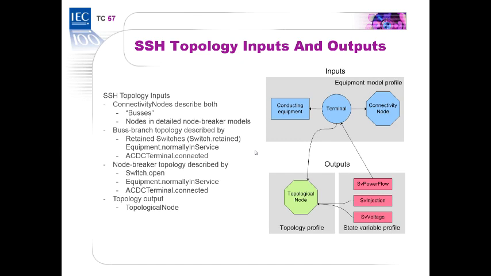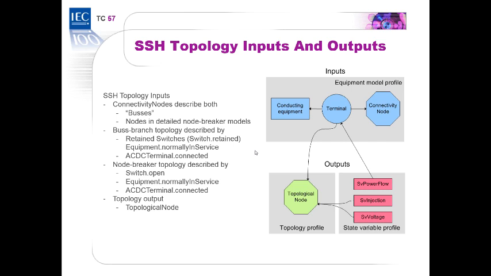So, a summary on the inputs. We have connectivity nodes. They can be used both to describe buses, where there are no switches, maybe there is a bus coupler, but that's it, or we can have them between the breakers in a node breaker model. Bus branch topology is described by retained switches. That's typically bus couplers. So if you want to keep the coupler in the model so you can simulate a bus split, then we have the retained switches to be kept in the model.